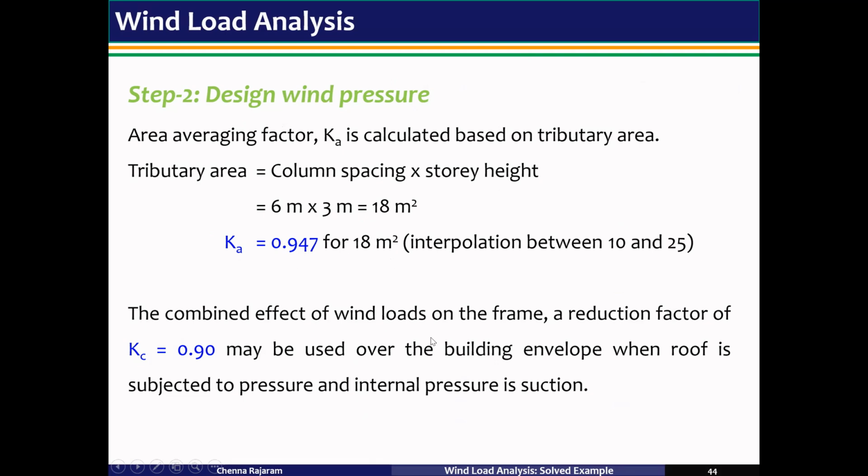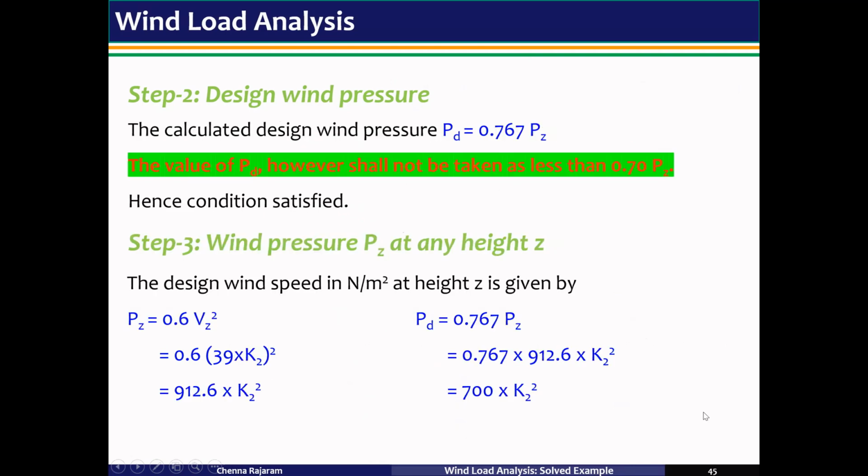For the combined effect of wind loads on the frame, a reduced factor of Kc equal to 0.9 may be used over the building envelope when the roof is subjected to pressure and internal pressure is suction. Design wind pressure: the calculated design wind pressure PD is equal to 0.767 into PZ. The value of PD, however, shall not be taken as less than 0.7 PZ. Hence, the condition is satisfied.